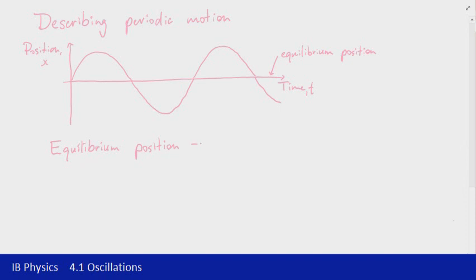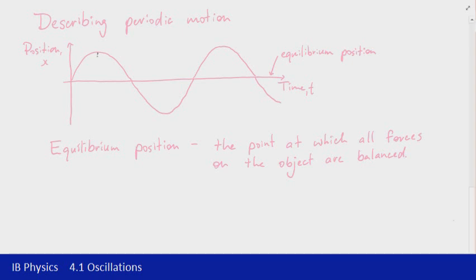So equilibrium position is basically the point at which all forces are balanced. It doesn't matter whether the object is actually moving or not. It's the point where all forces on the object are balanced. The other easy way to think of it is it's the point at which the object is actually at rest. I didn't want to write that as a definition though, because the object can be moving through the equilibrium position and it's not at rest. So a more technically correct definition is that it's the point at which all forces on the object are balanced.